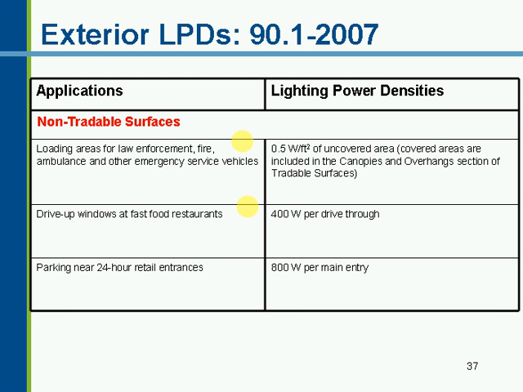Drive-up windows at fast food, and of course this would apply to other building types such as pharmacy and banking as well. If it's a drive-up window, you get a flat 400 watts per drive-through. Parking near 24-hour retail entrances. In the case of, for example, a mini-mart type gas station application where you need extra light at the front entrance, you can get 800 watts only per the main entry. This doesn't apply to any other exits or back entries, for example. And those are the requirements.